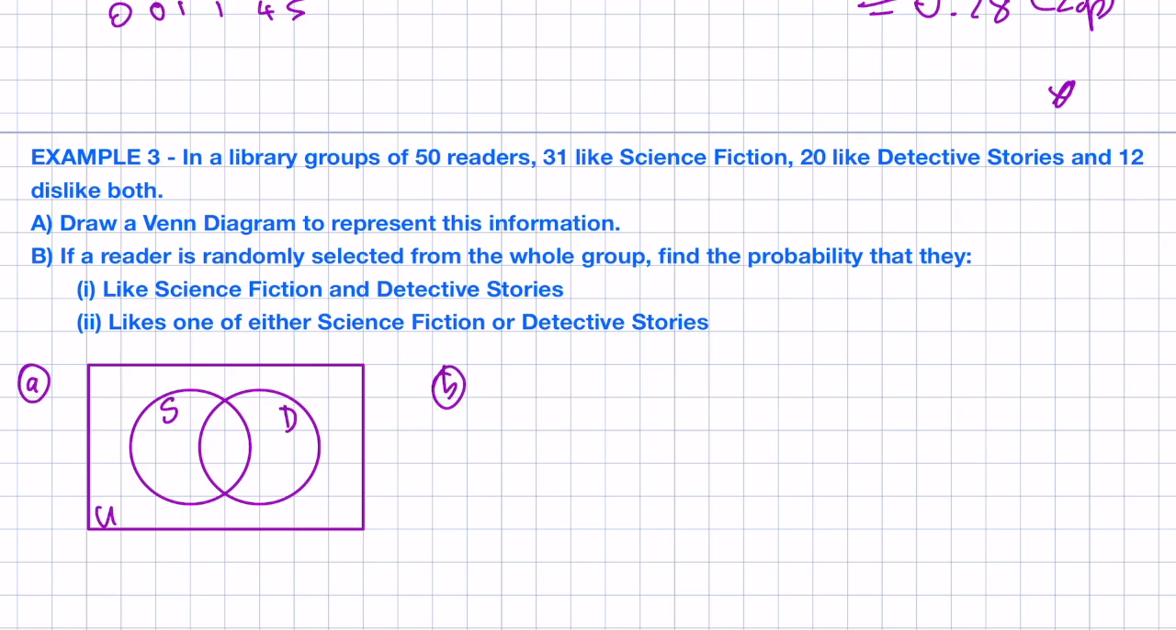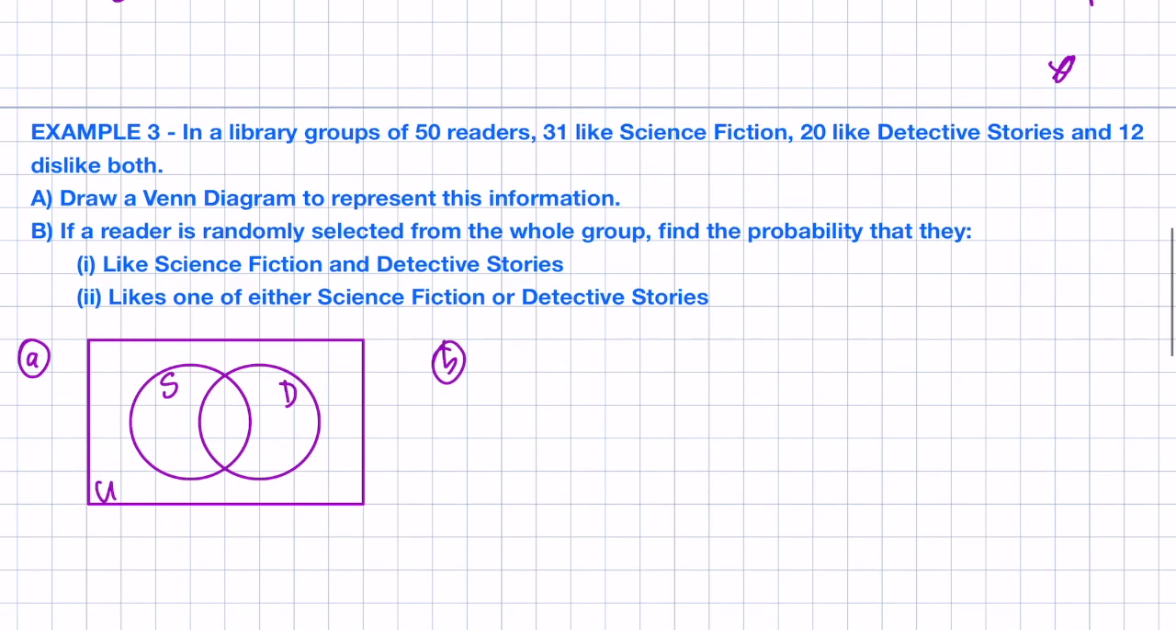There is only one number that I can write straight away. What is the only one number out of those? The 12 outside. The 12, where is that going to go? In the rectangle.